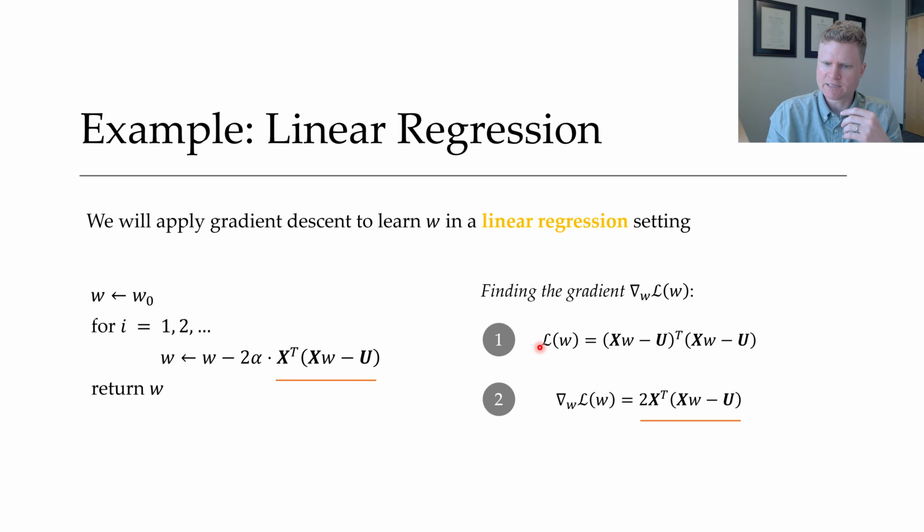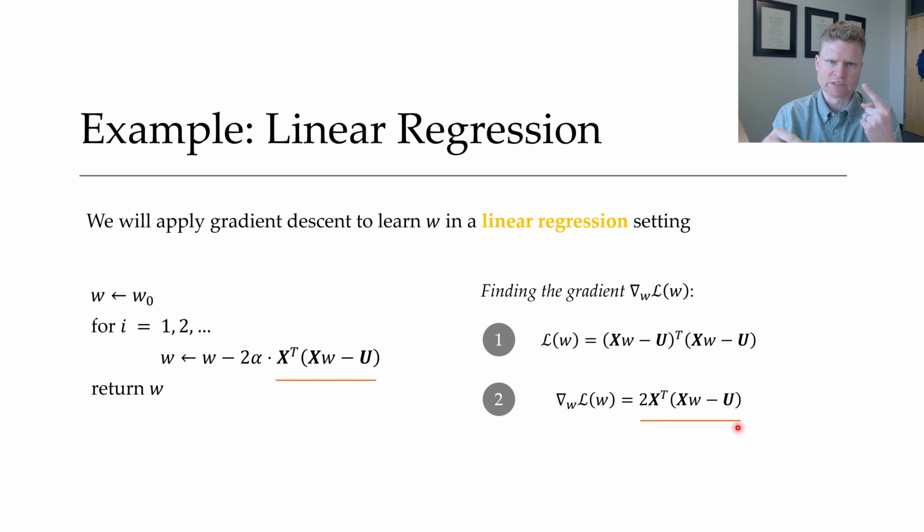Once I have it written out like this, it's probably a bit easier for you to take the gradient. So I just take the gradient and end up with what I have in line 2, 2x transpose times (xw minus u). This specific gradient isn't particularly important. It's not like I need you to memorize this equation, but what I wanted you to see was the process of finding the gradient. There are two general ways you can do this.